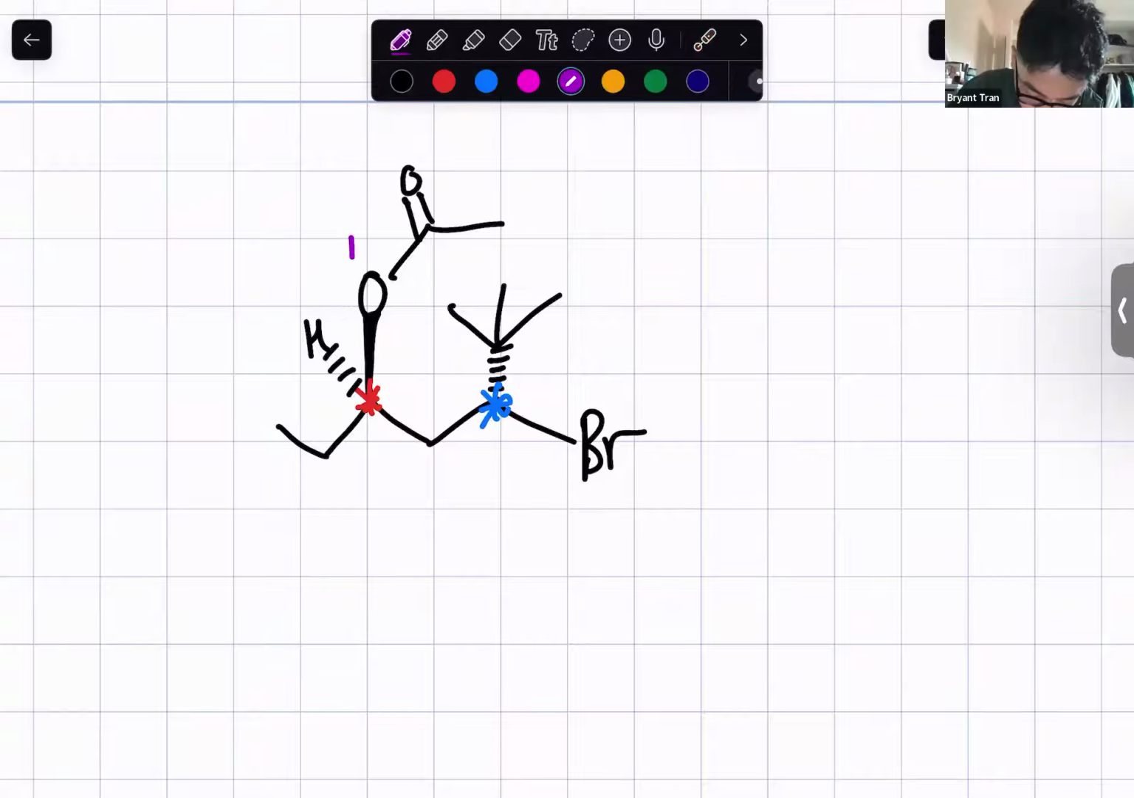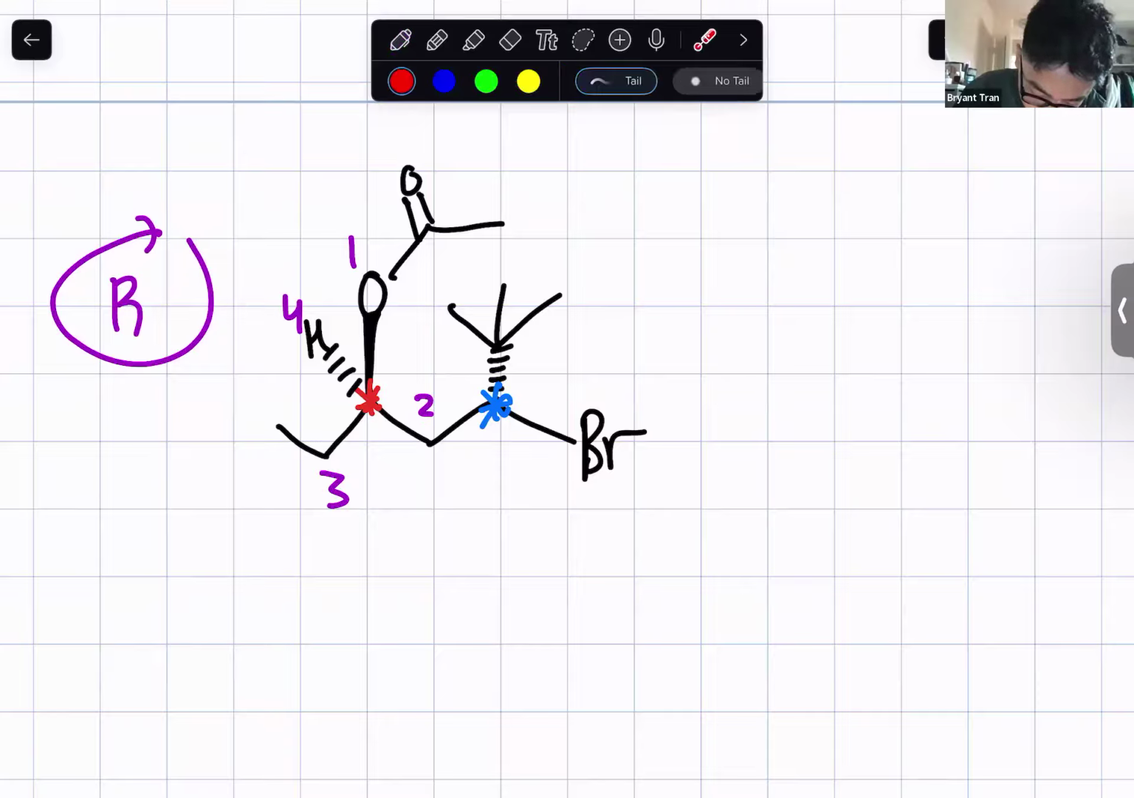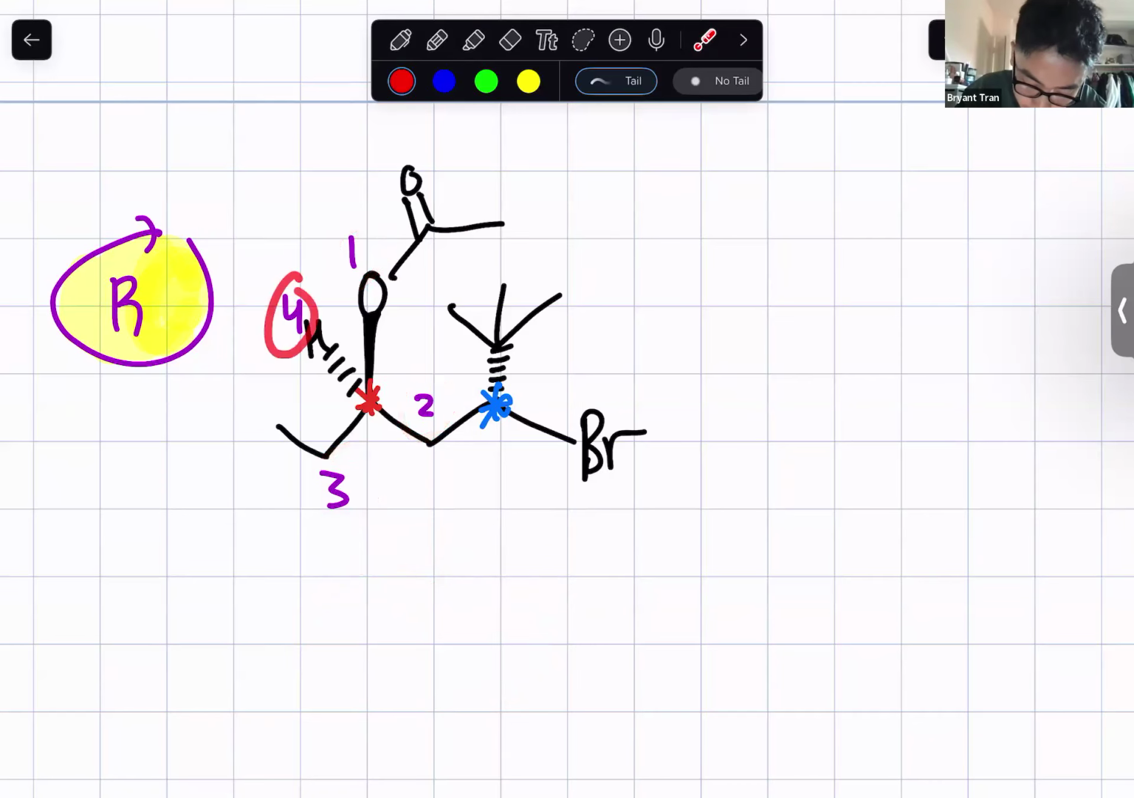So let's check here. One, two, three, four. Clockwise, R, and it stays R because the lowest priority group, 4, is on the backside. So we keep it as an R. When we do RS, we only worry about the one, two, three direction. Four just helps us keep track of whether the lowest priority group is in the back or not. If it's on the wedge, then we have to invert or flip it. But in this case, we don't have to flip it because it's already on the back.